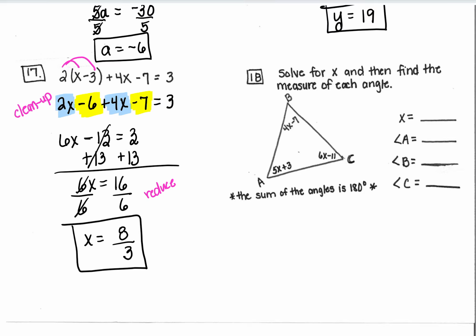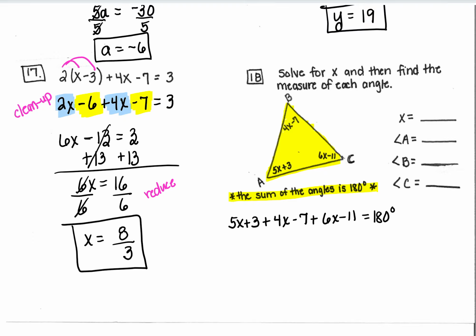All right, let's take a look at this one right here. So you have a triangle, and hopefully you remember that there's 180 degrees in every triangle. I tell you there's 180 degrees in the triangle. So that means we're going to take all three of these angles, angle A, B, and C, and we're going to add them up to total 180 degrees. So we're going to say that 5x plus 3, the 4x minus 7, and the 6x minus 11, all three of those total up to 180 degrees.